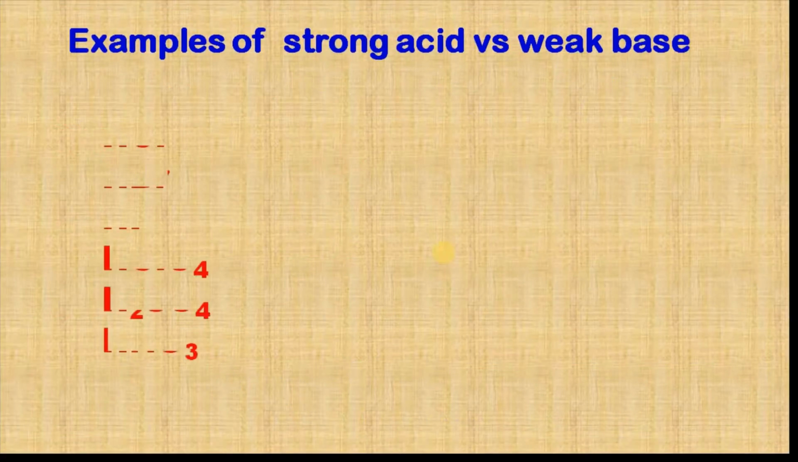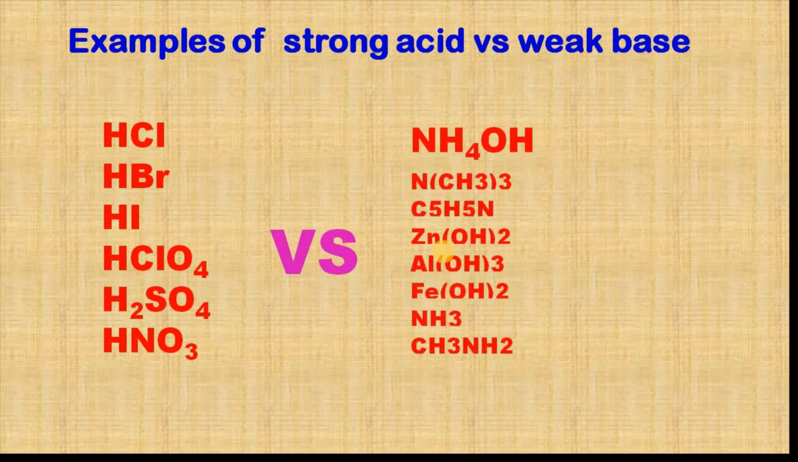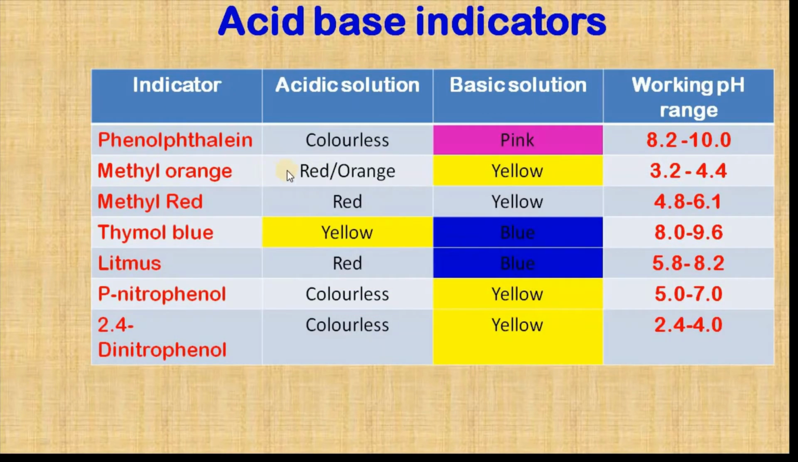Well, here is a list of typical examples of strong acid versus weak base. And here is the list of acid-base indicators with their color change in acidic and basic media and their working pH range.